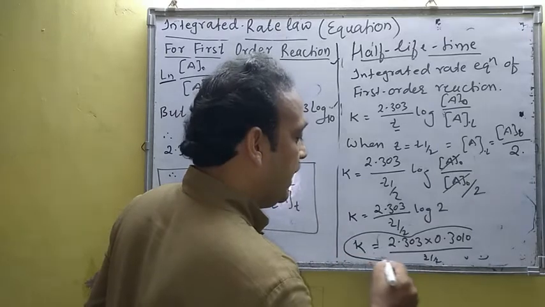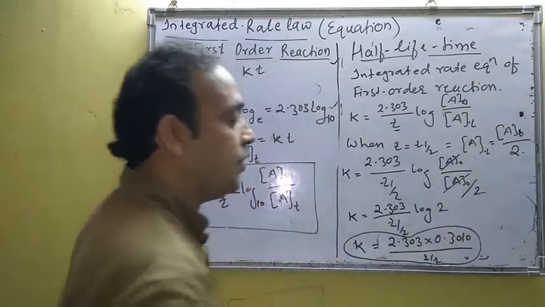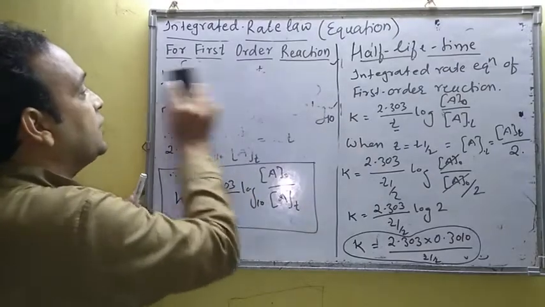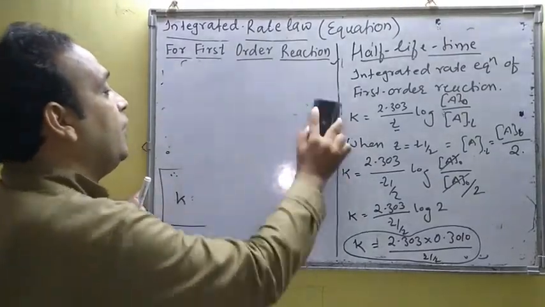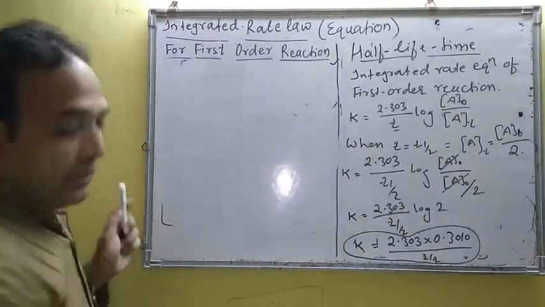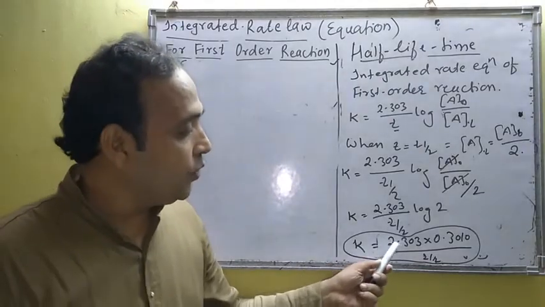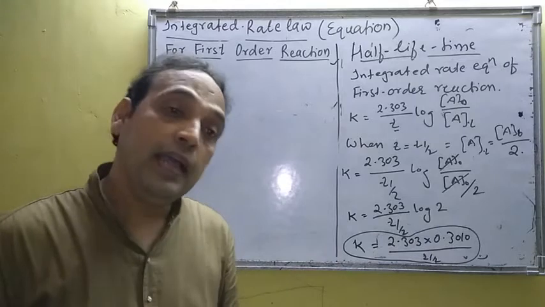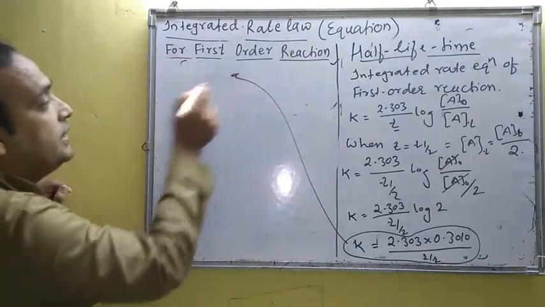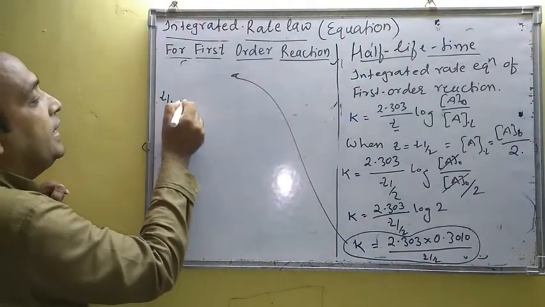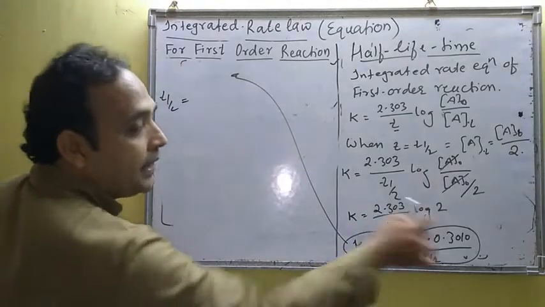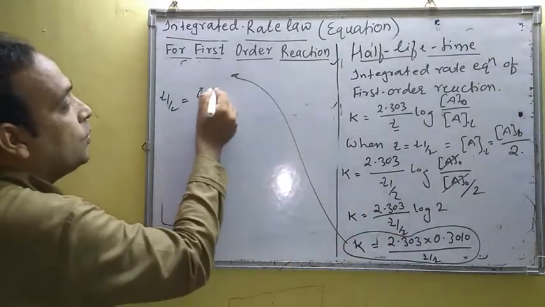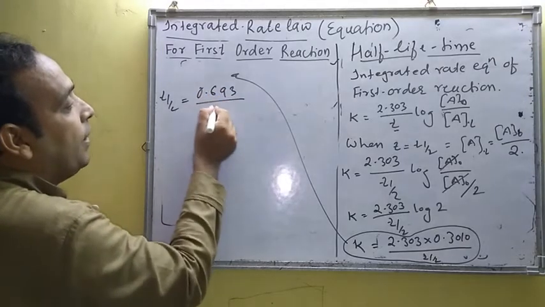this is the half-life period for first order reaction. What is the half-life period for first order reaction? So we can write here K is equal to 2.303 into 0.3010 divided by T half. Now rearrange this equation. We can write here T half is equal to, now multiply these two terms. As you multiply them, this becomes 0.693 upon K.